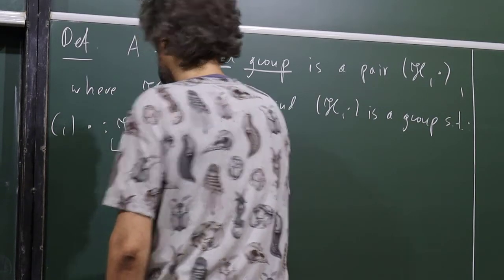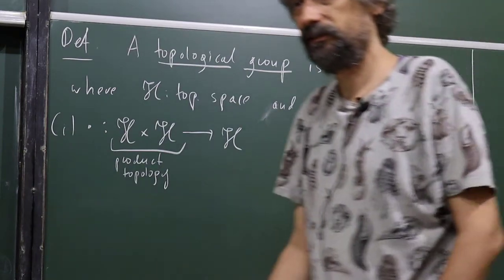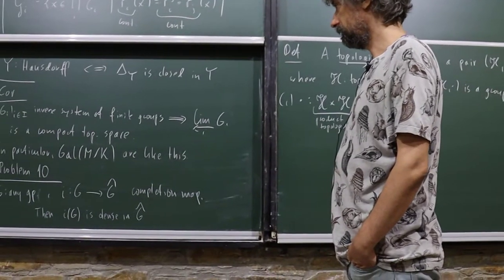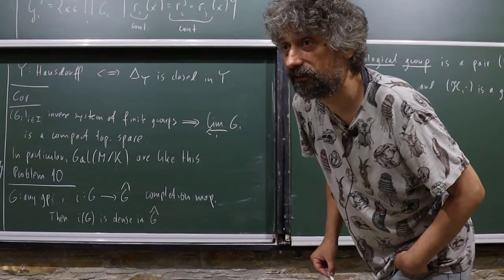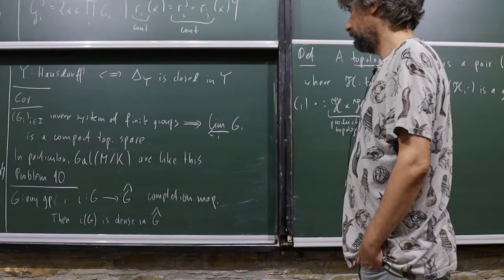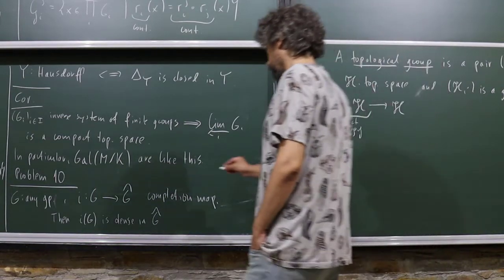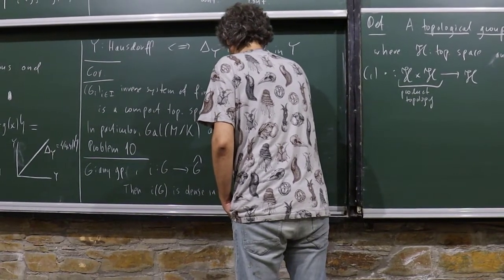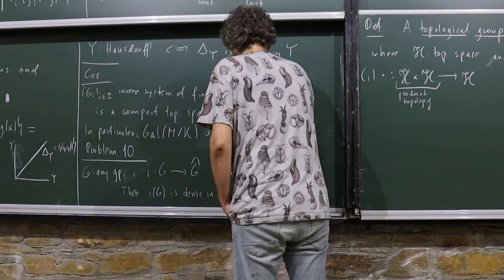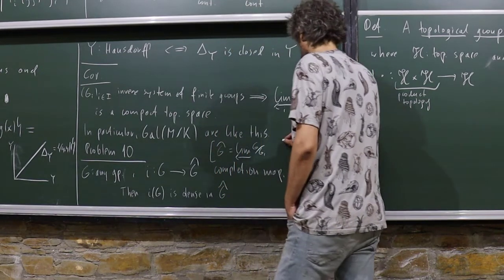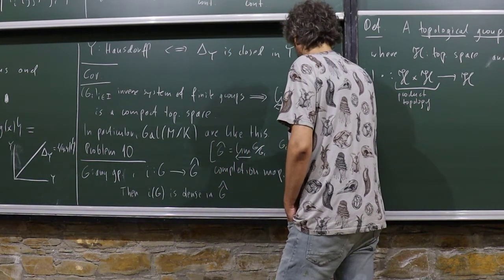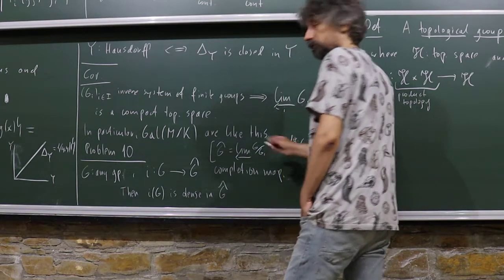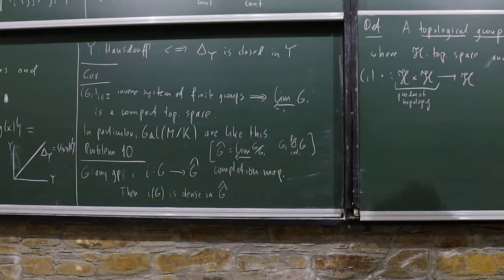Sorry, I didn't understand this problem 10. Are you taking all G_i equal here? So you know, G hat was this inverse limit by definition, where G_i is normal and of finite index. Ah, okay. So I didn't put it.